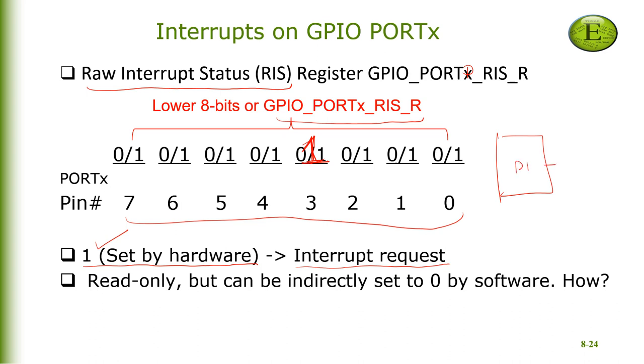So for example, if we talk about GPIO port D, pin number, let's say 3, let's say this is PD3, then this bit is set equals to 1 if there is an interrupt. And if, let's say, pin number 3 of port D is configured for the rising edge interrupt, as soon as there is a rising edge on PD3, then the hardware internally sets this flag to 1. But remember, this is sort of a read-only thing, so we cannot directly reset it. We can indirectly reset it, however. That's done in the software. Let us see how we can do that.